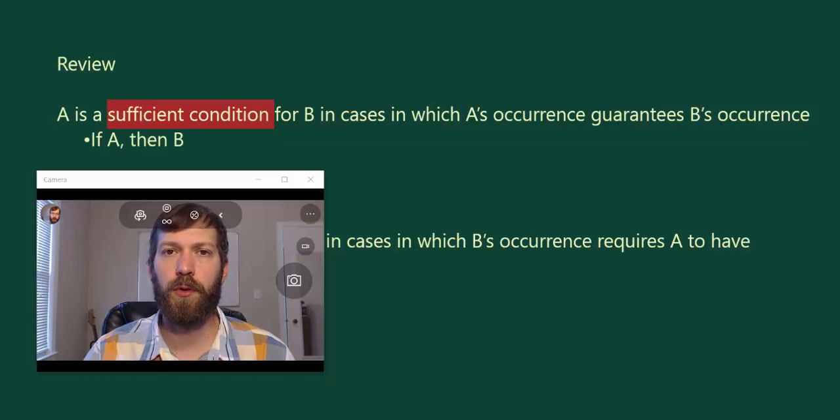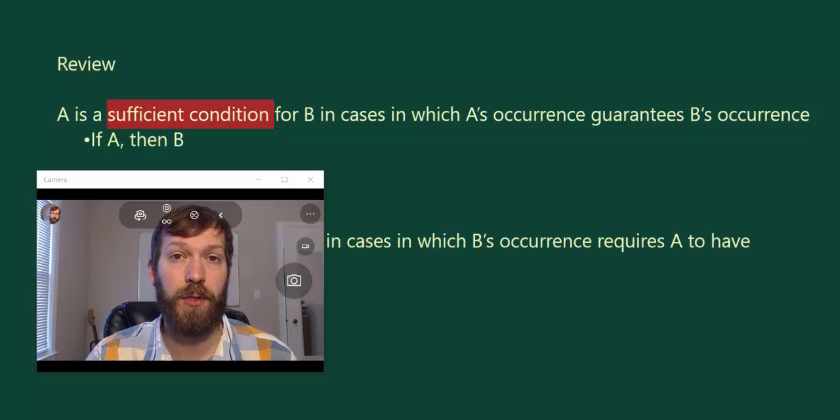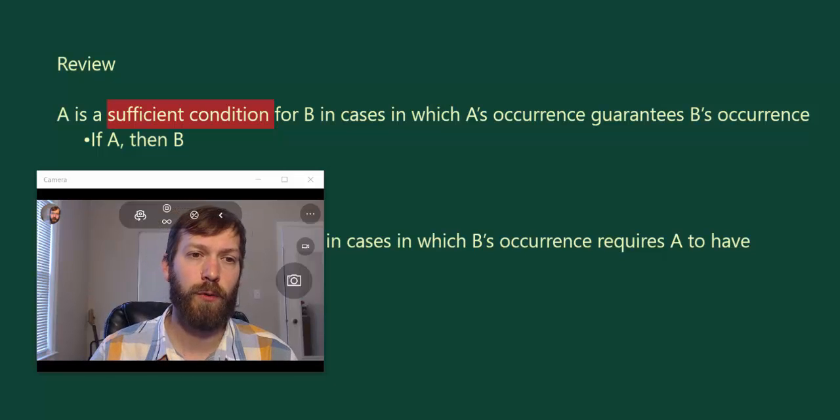So let's review more thoroughly just what we mean by sufficient condition, necessary condition, and necessary and sufficient condition. We say A is a sufficient condition for B in cases in which A's occurrence guarantees B's occurrence. That is, if A, then B: you get A, you're going to get B. So for example, if Bob is a lizard, then Bob is going to turn out to be a reptile. So being a lizard is sufficient. It guarantees that you're a reptile. If Bob is a parrot, then Bob's going to be a bird. Being a parrot guarantees that you're a bird. So that's what we mean by a sufficient condition.